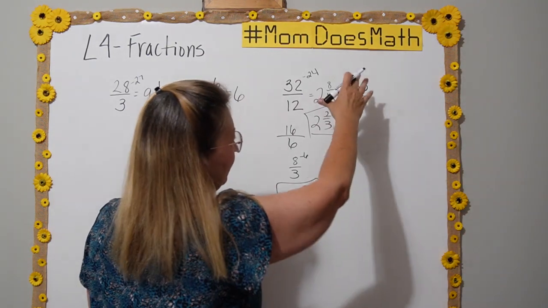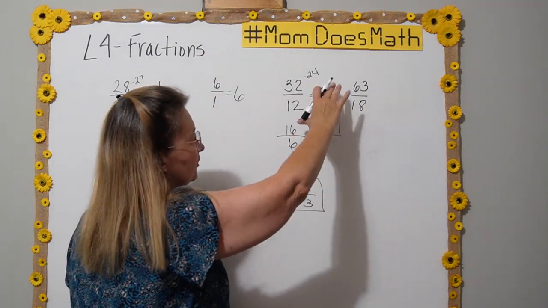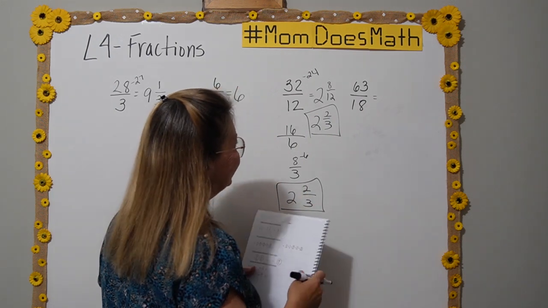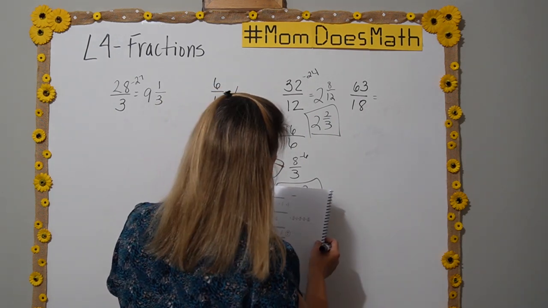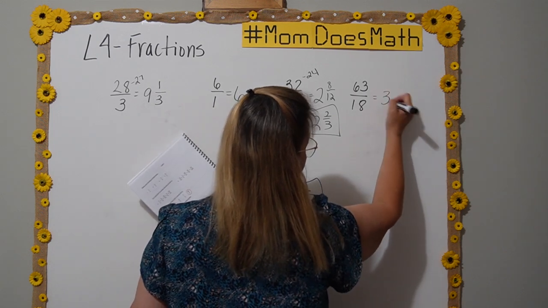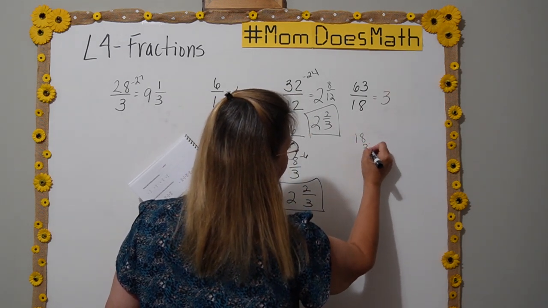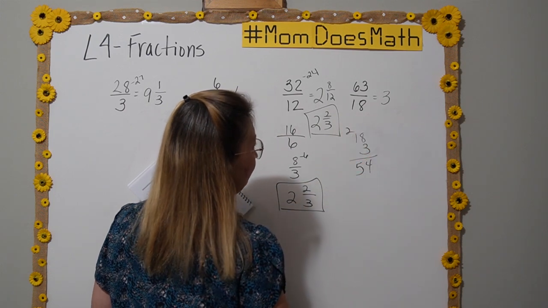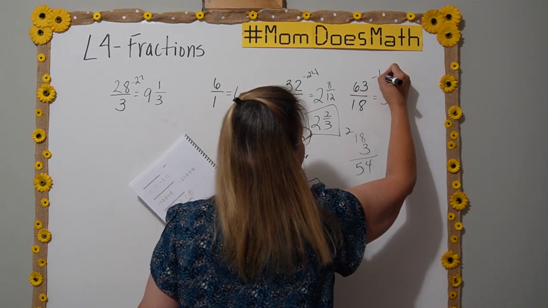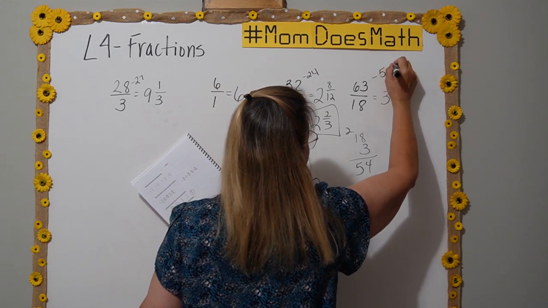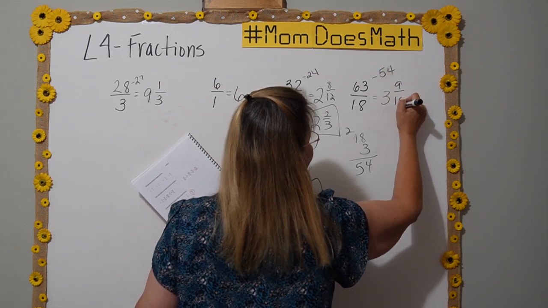So I could reduce it down, but I'm going to work it this time, just going at it. How many times will 18 go into 63? And I'm thinking 3 times. All right, so let's do 18 times 3. 8 times 3 is 24, carry my 2. So that's 54. So now I want to do 63 minus 54. So that's going to be 9/18.